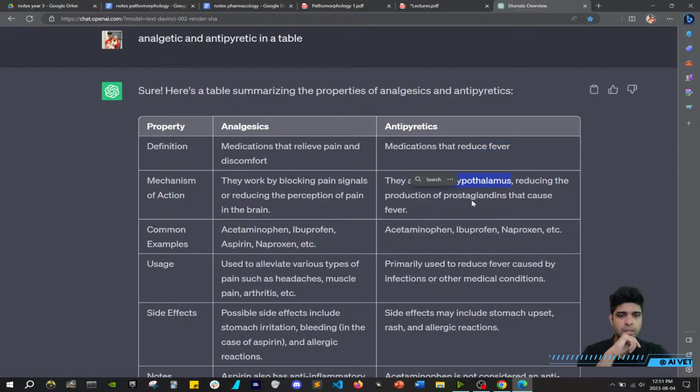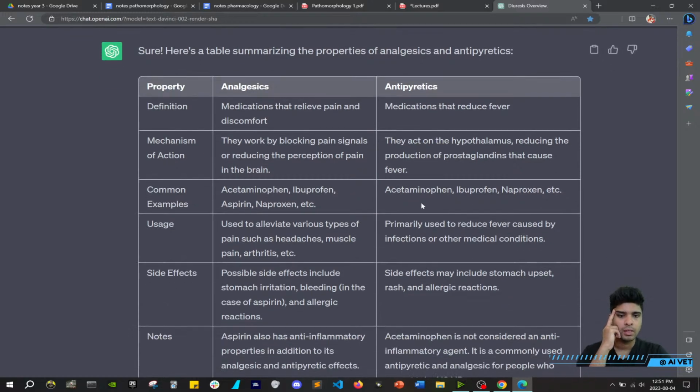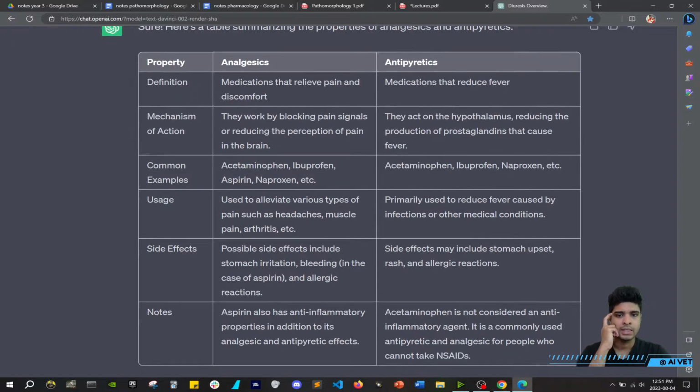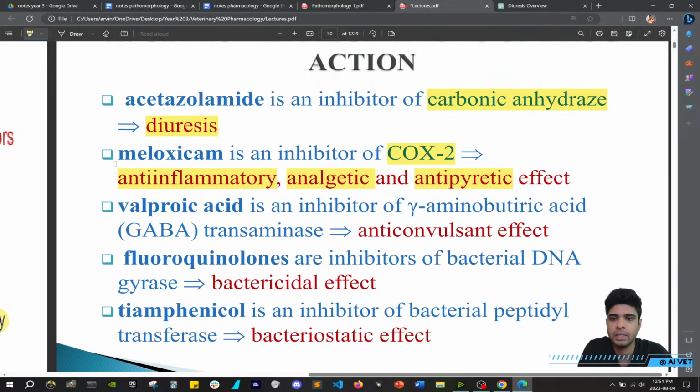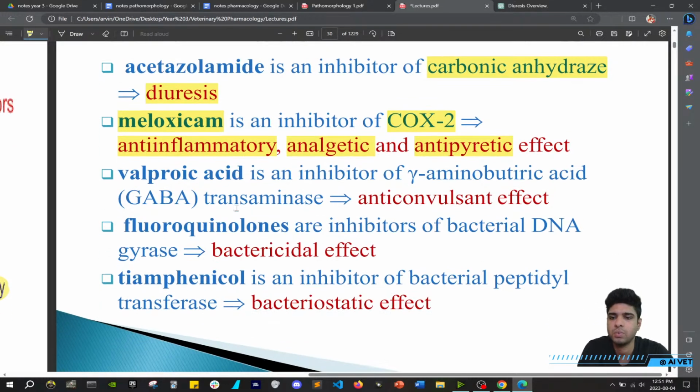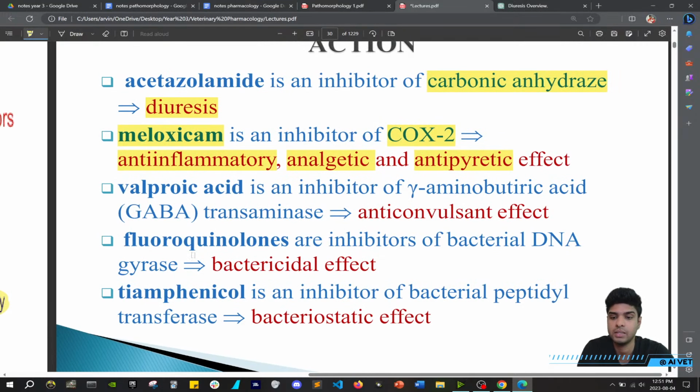It acts on the hypothalamus, reducing prostaglandins in the hypothalamus. Once again, ibuprofen, acetaminophen, naproxen. The primary effect is to reduce fever. So fever, body pain. So meloxicam is an important one. Acetazolamide is diuresis. Wow, this is interesting. Actually, all these things are very interesting.